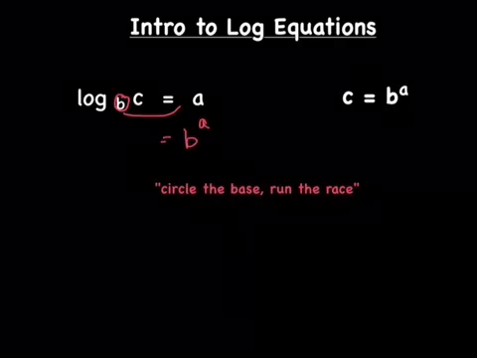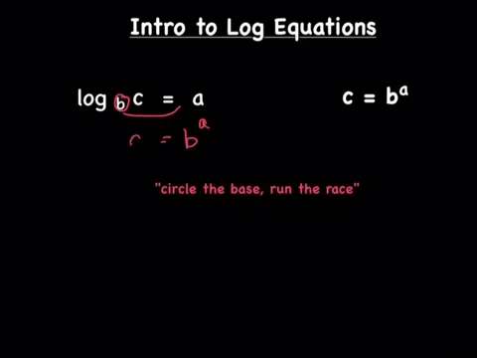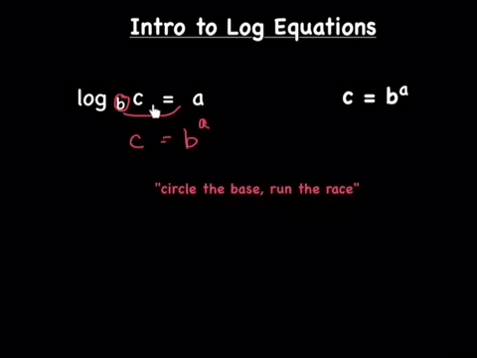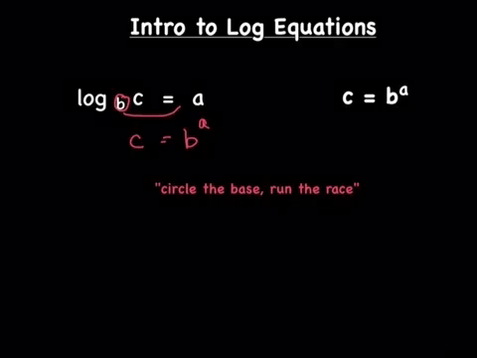And what happens is when we move this base, the word log is no longer there. So I'm just going to take this c and bring it right down. So it leaves me with c equals b to the a, which you could see is what we had over here. Okay, so log base b of c equals a is equivalent to c equals b to the a power. This is called logarithmic form, and this is called exponential form.